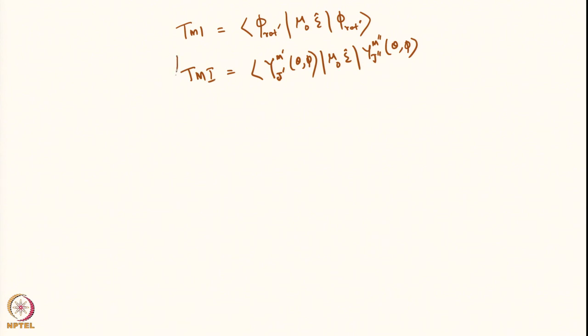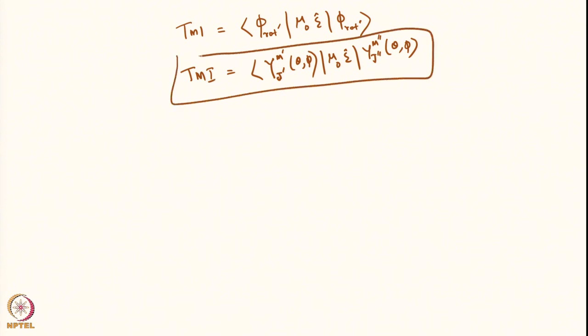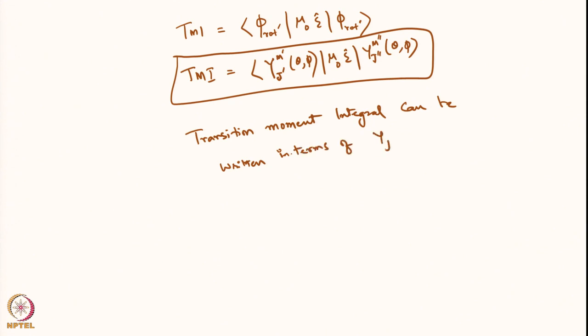Your transition moment integral can now be written in terms of spherical harmonics. So, the transition moment integral can be written in terms of Y J M theta and phi, which is nothing but your spherical harmonics.